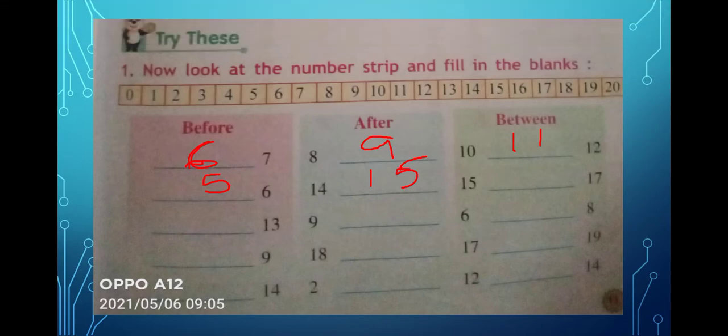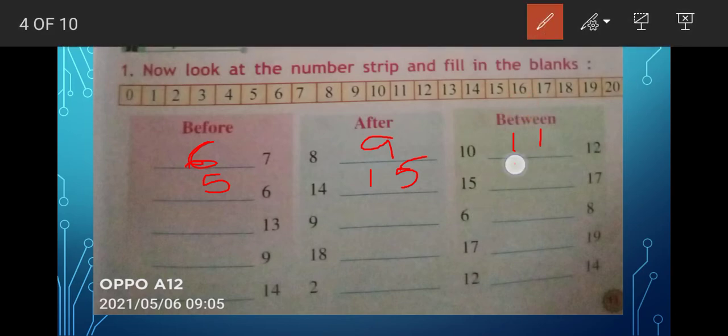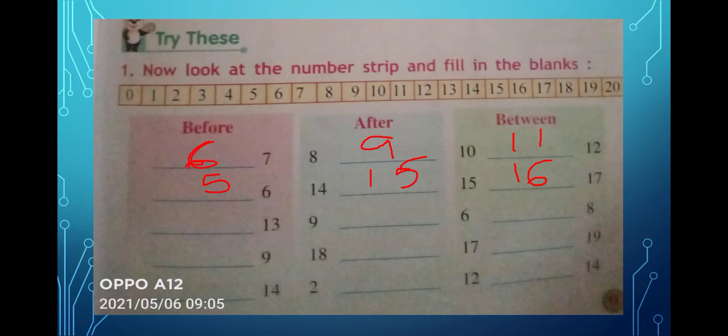Now, tell me, what is the number that comes between 15 and 17? 15 is here, 17 is here. What comes between? It is 16. Very good children. Now you have to complete this. The remaining questions you will do yourself in your textbook.